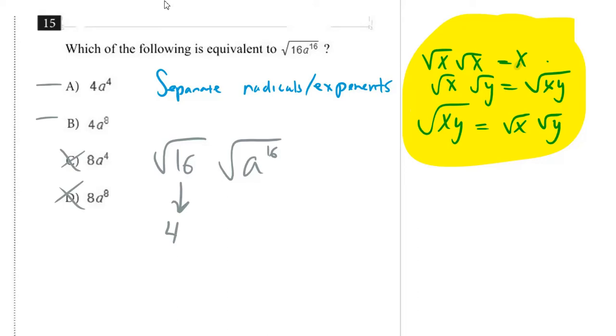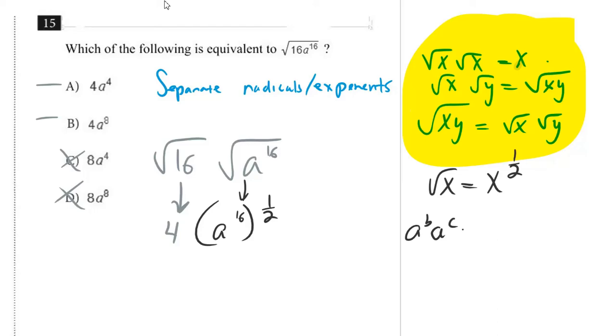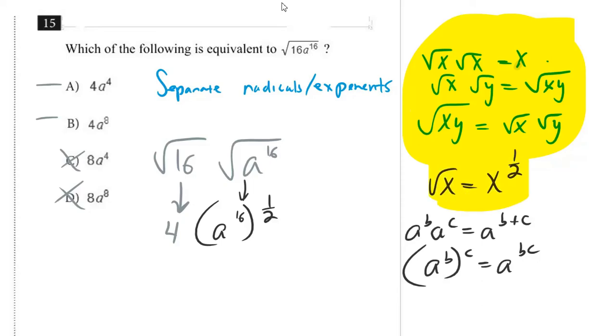But another thing we can add to our list of radical and exponent rules is that the square root of a number is the same as that number to the 1/2 power. So we can rewrite this as a to the 16th to the 1/2 power. And although if I have two of the same bases and I multiply, we're adding the exponents, it's also true that if I have a situation like this and we're raising it to a power, we're multiplying the exponents. So we've got a couple more rules that we're going to utilize here.